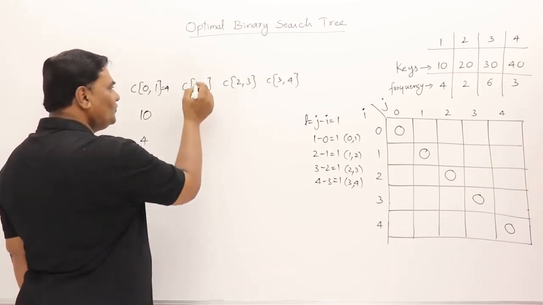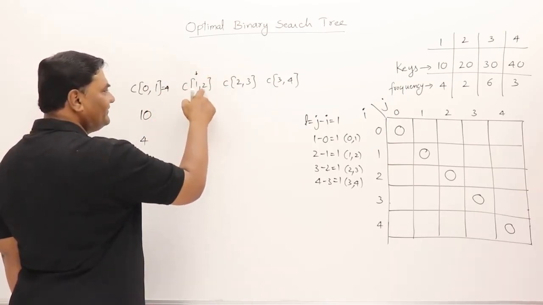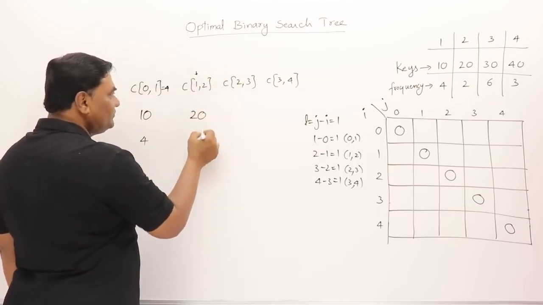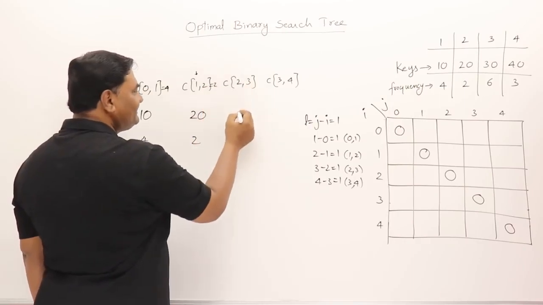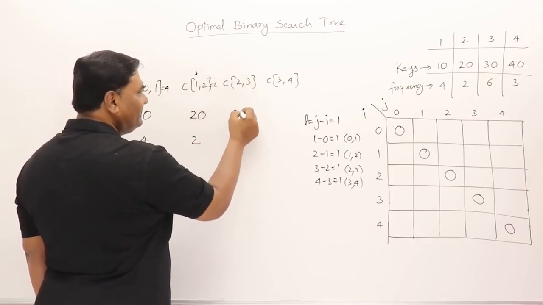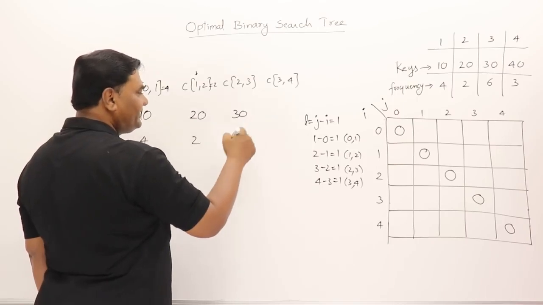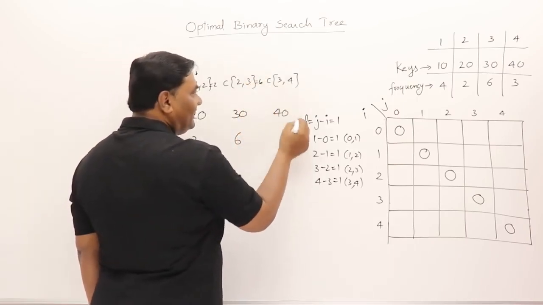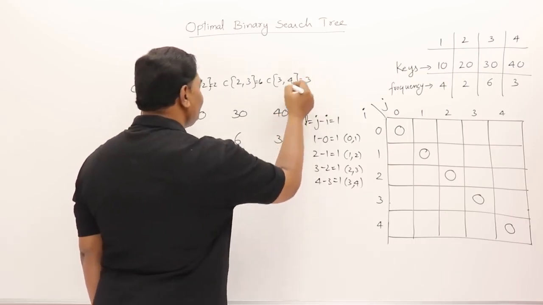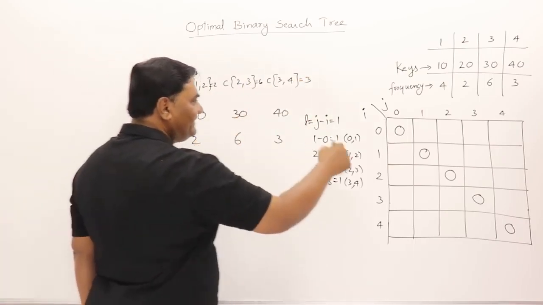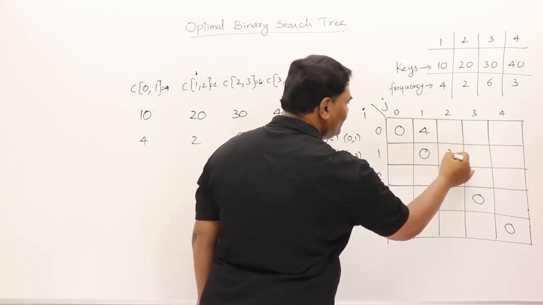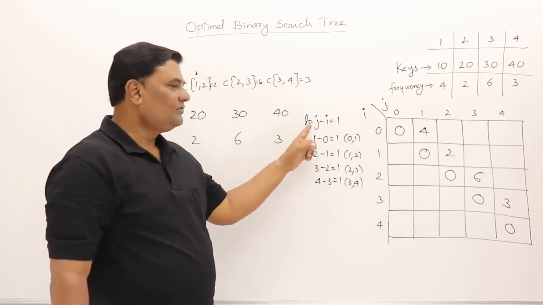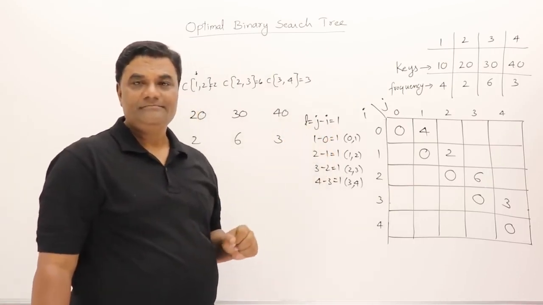And C of 1 to 2, just ignore this first value and take this one. So this is the key. Second key is 2 and the cost is 2. And this is the third key, 30, and its frequency is 6, so the cost is 6. And this is 40 and its frequency is 3, so the cost is 3. So 4, 2, 6, 3. So I got the answers as 4, 2, 6, 3. So I have considered just one node where j minus i equal to 1.